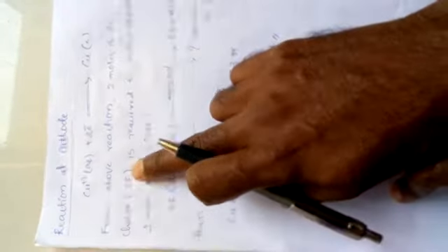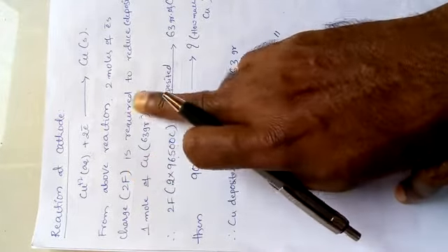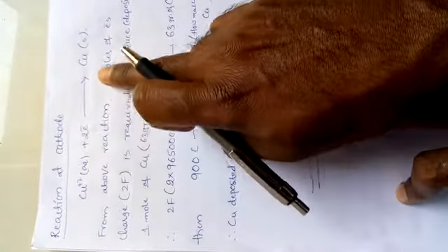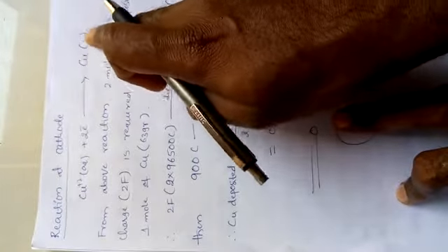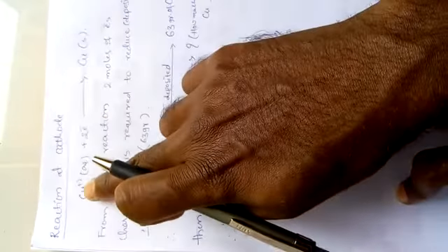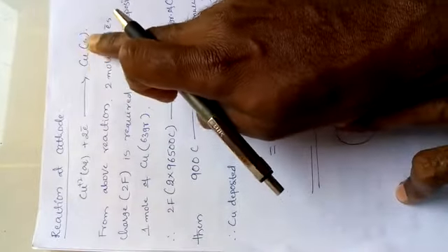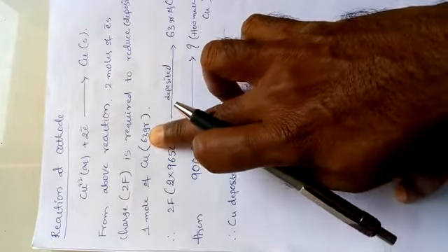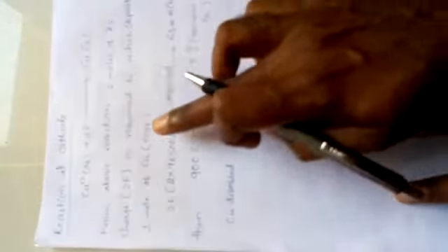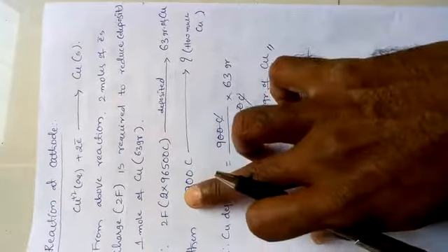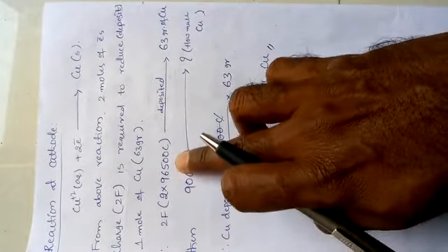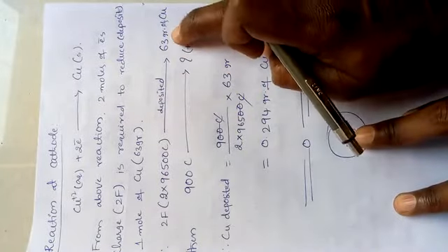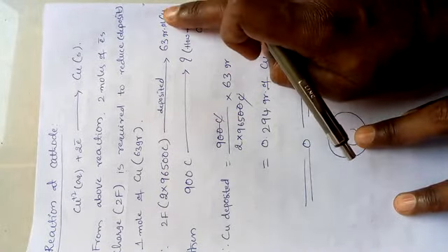The charge of 2 moles of electrons is 2 Faraday. The charge of 1 mole of electrons is 1 Faraday, so 2 Faraday is required to deposit 1 mole of copper at the cathode. 2 moles of electrons are required to deposit 1 mole of copper at the electrode. What is the atomic weight of copper? That is 63 grams. So 2 Faraday, that is 2 into 96500 coulombs, deposits 63 grams of copper, which is 1 mole.